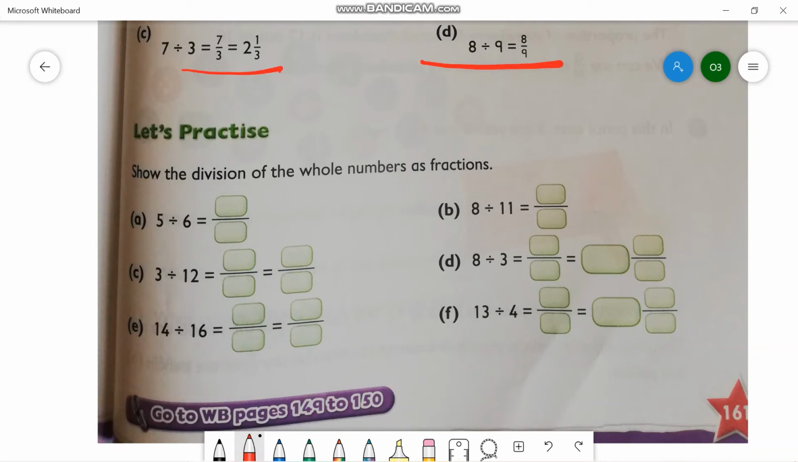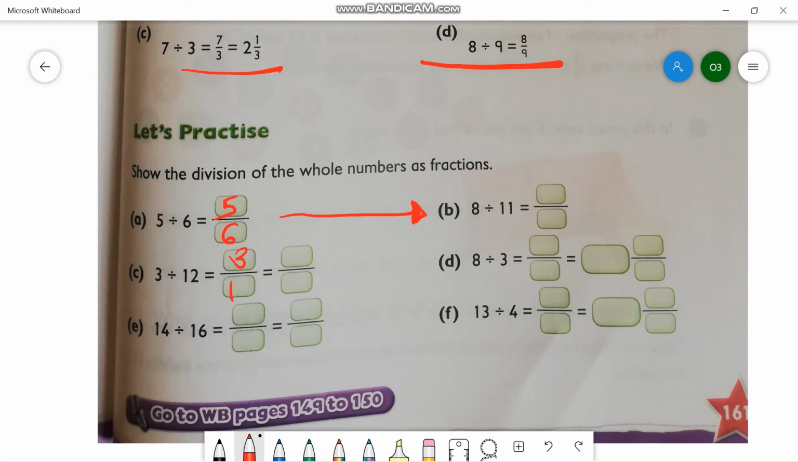5 divided by 6. So 5 divided by 6, we will just simply write it as 5 as the numerator and 6 as the denominator. So it's already simplified, so no need for us to do anything. Okay? You're going to do the same with letter B. It's the same.